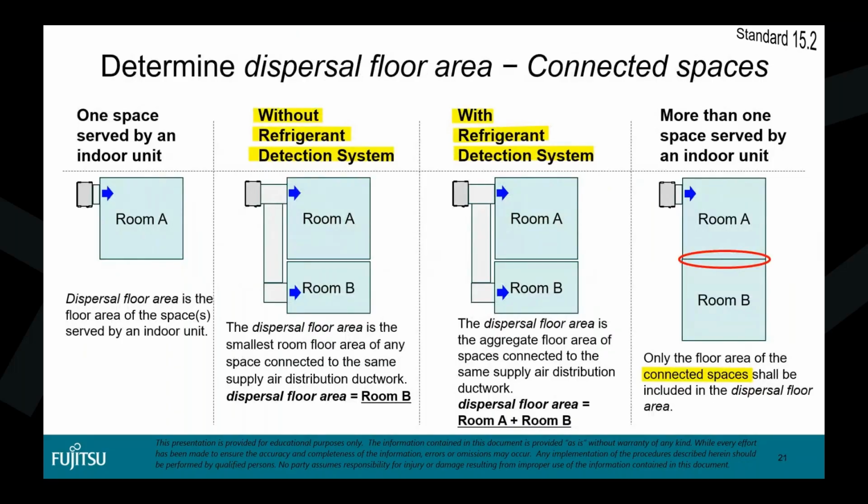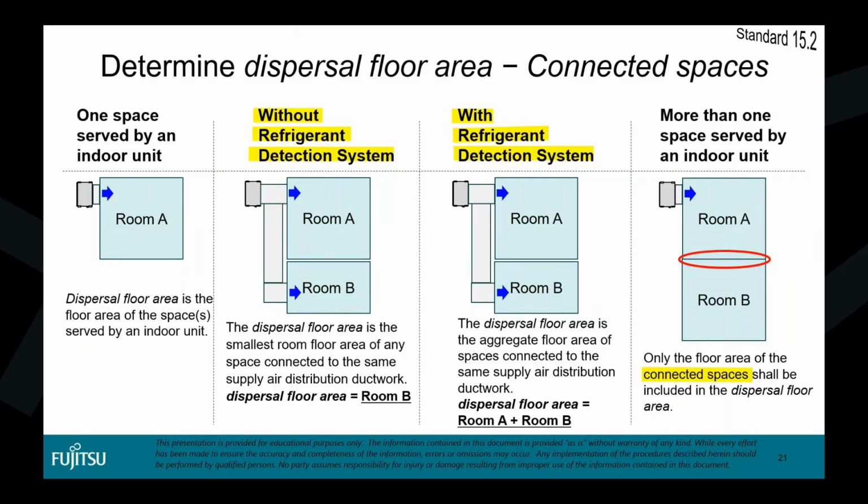On the left, you can see if we have one unit in a room, that is that room. That's the room area you use in your calculation. If I, in the next one over there, have two rooms, A and B, a little different sizes, and ducted to one indoor unit, and I don't have a refrigerant detection system, then I have to use the smallest room, which would be room B in that case.